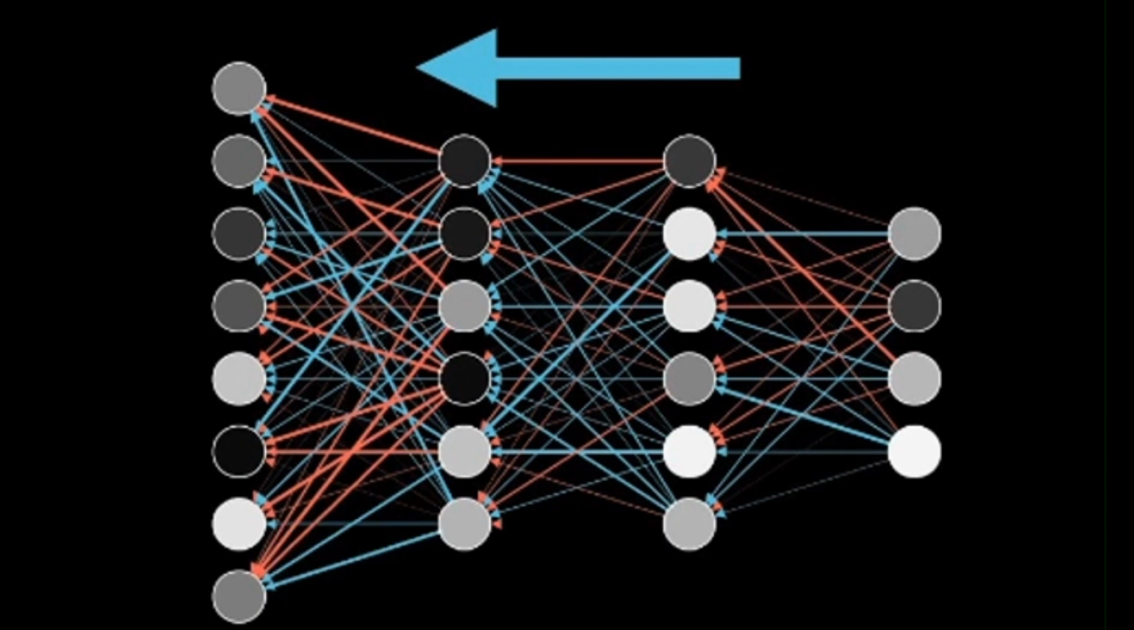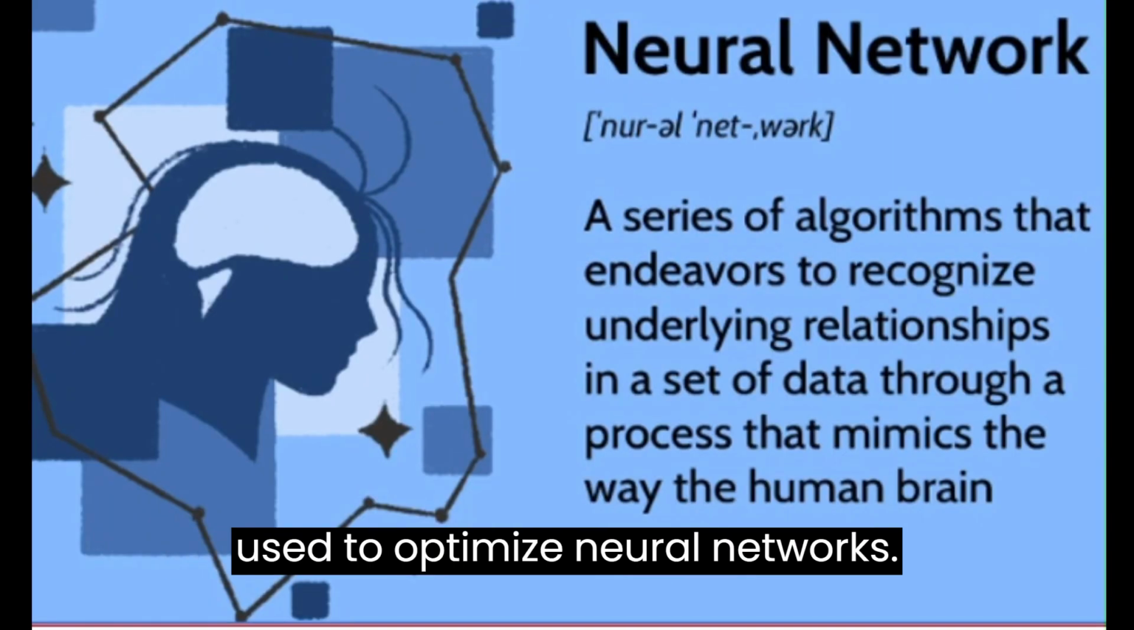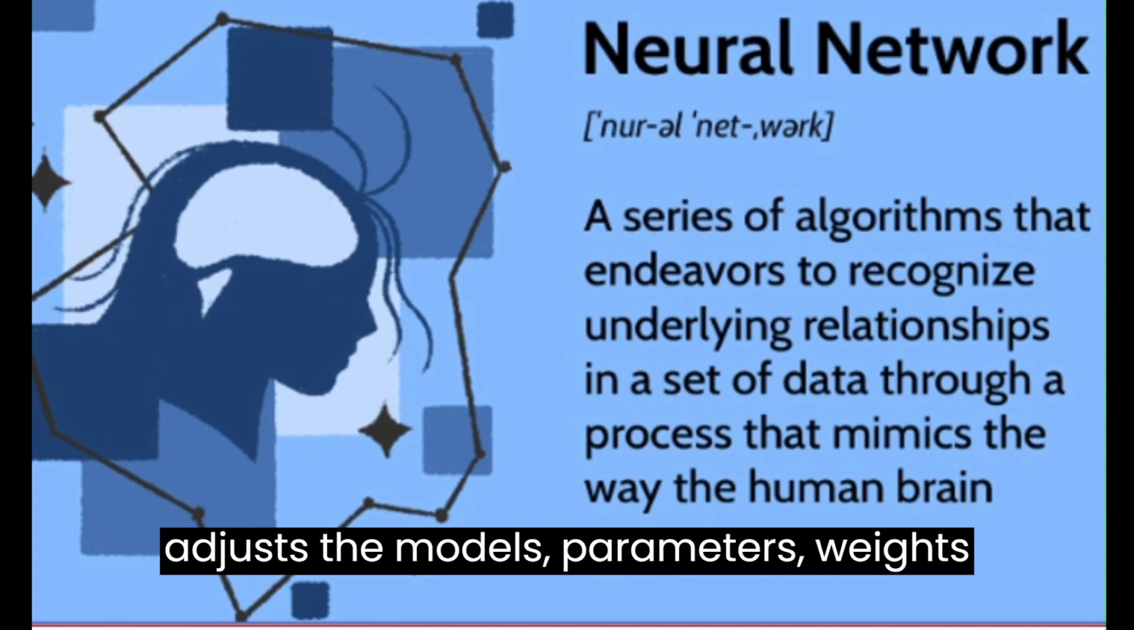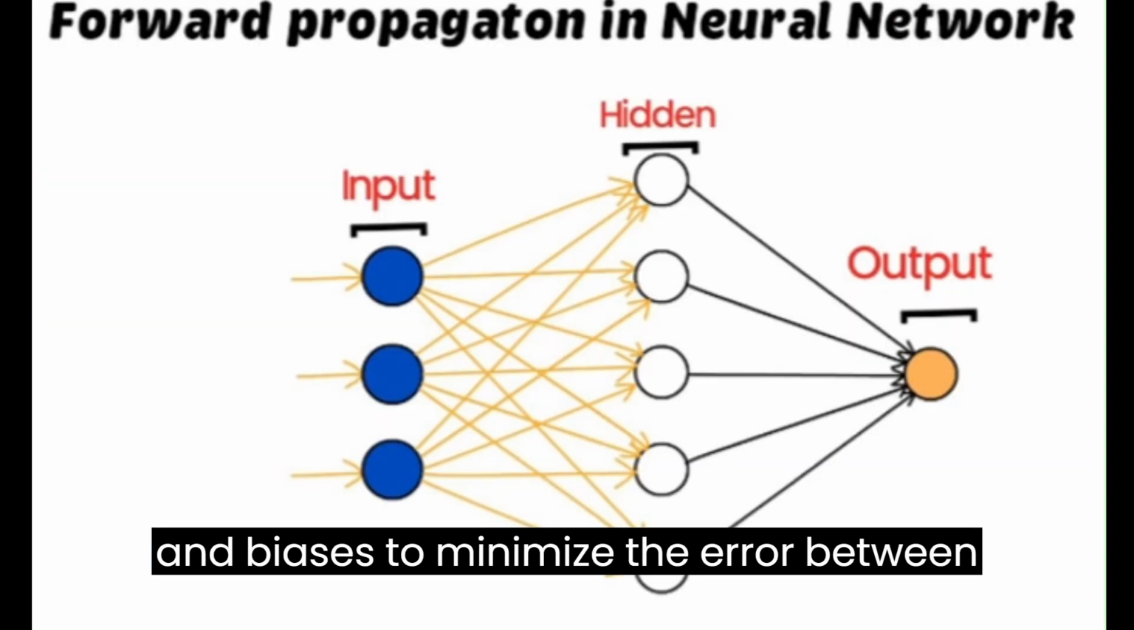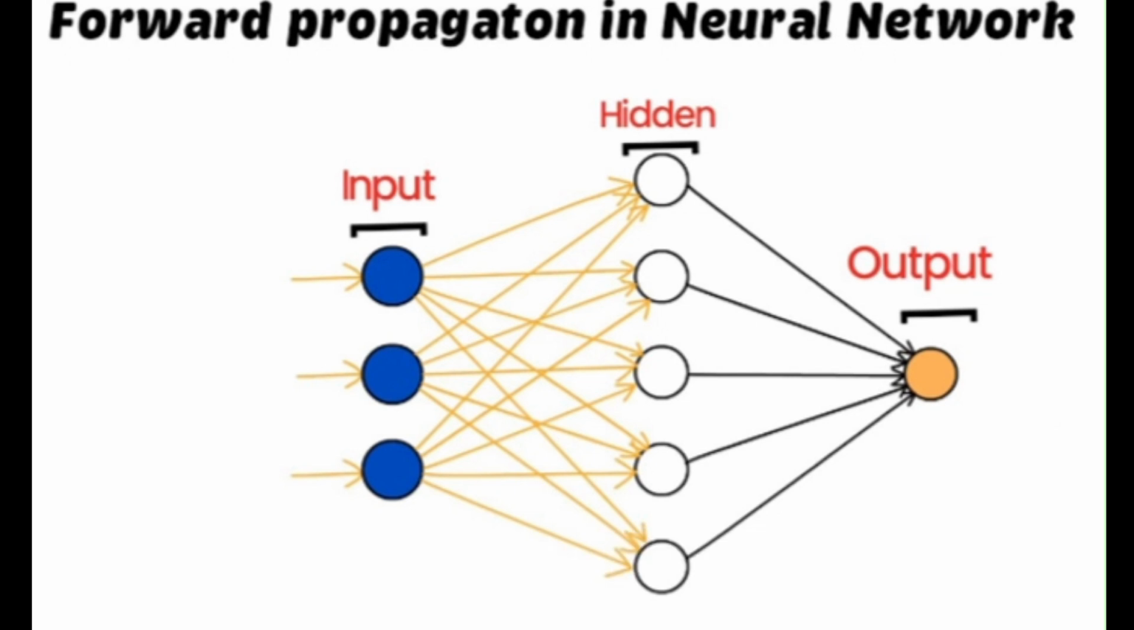Backpropagation. Backpropagation is a training algorithm used to optimize neural networks. It's a supervised learning technique that adjusts the model's parameters, weights and biases to minimize the error between predicted and actual outputs. Here is how it works.